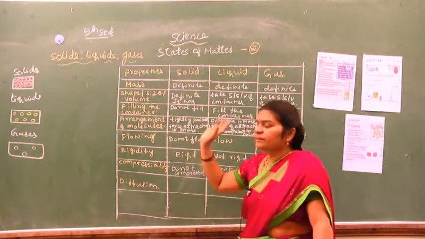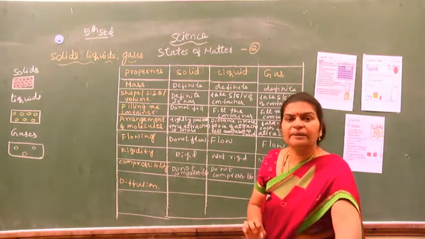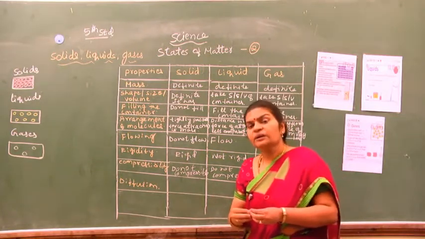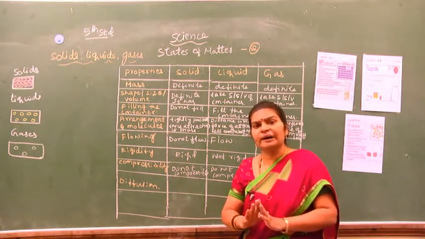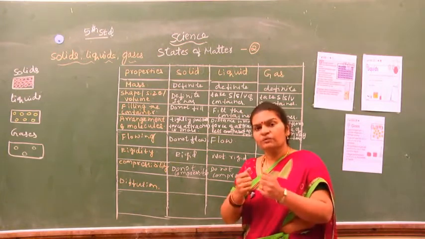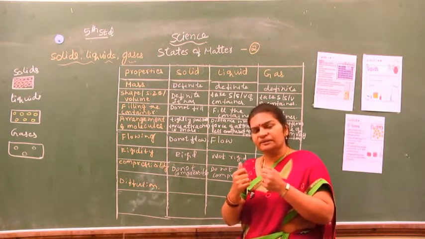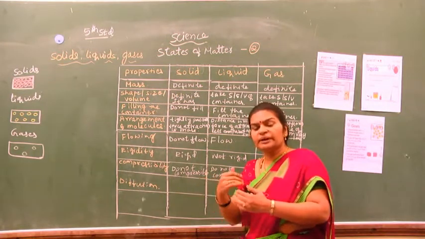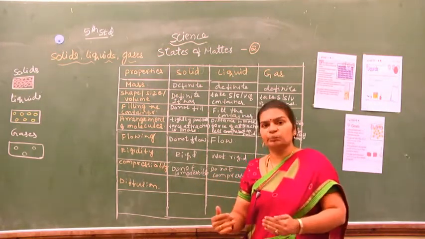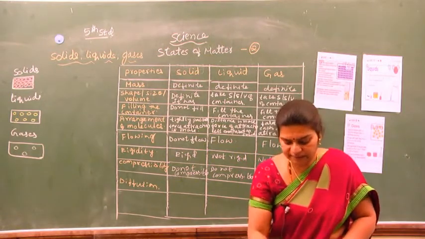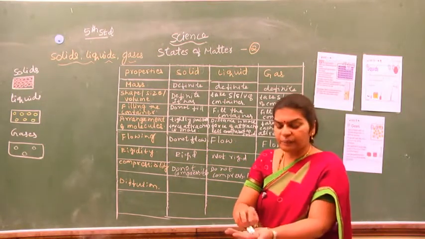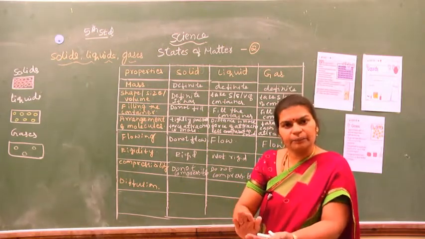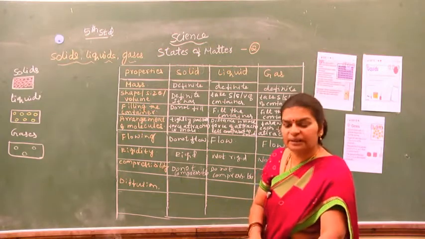In case of the solids, once the solid is made, these particles will not flow. Because of that, they do not have free movement. The force of attraction between the particles is more. Because of that, they cannot diffuse, that means mix with each other. When we keep one substance with another substance, they look separate. They do not mix with each other.